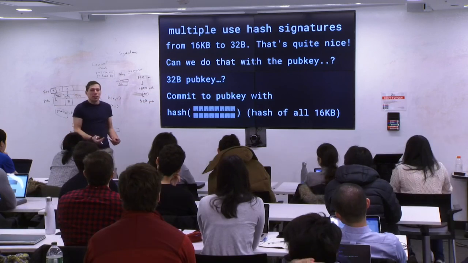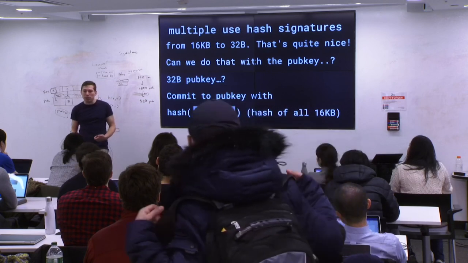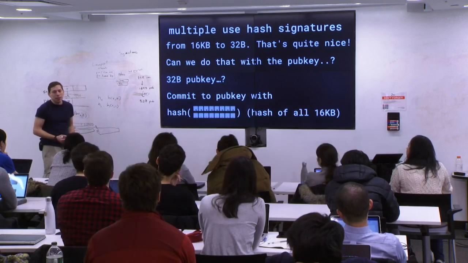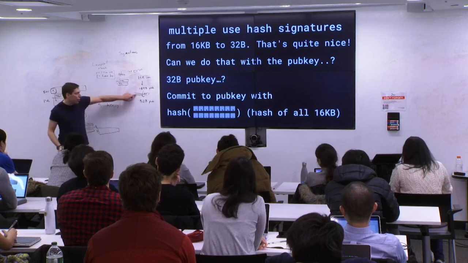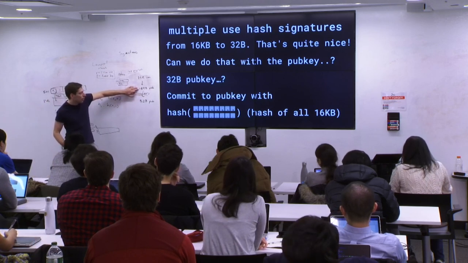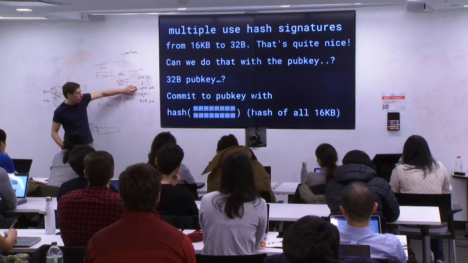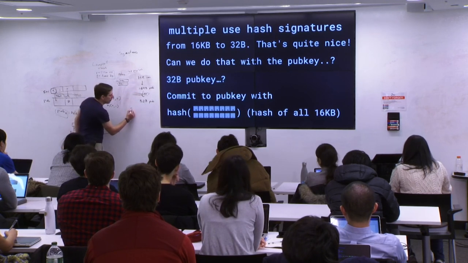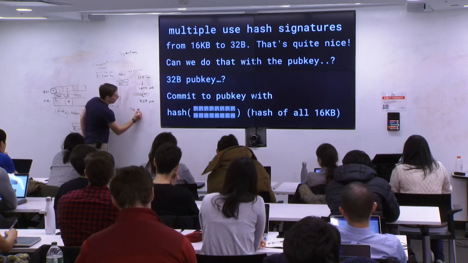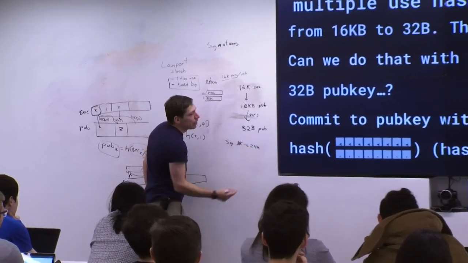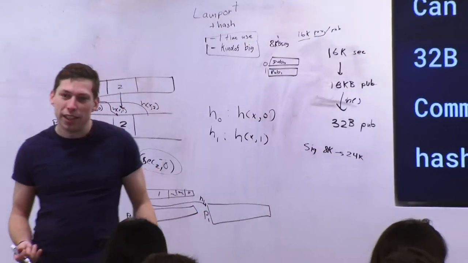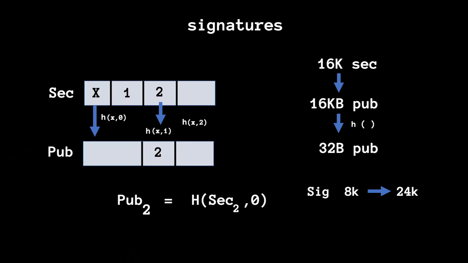And I've committed, that works, right? I've committed to my public key. However, when I sign, I need to provide the whole public key. In order for you to verify, I need to provide this whole original 16K pub key after I sign. So now my signature goes from 8K to 24K. So I haven't really made it more efficient, right? The total size of public keys and signatures stays the same, actually slightly larger.